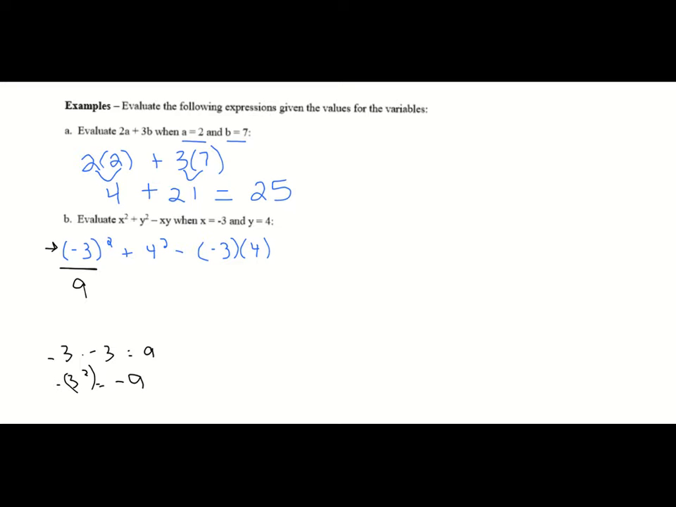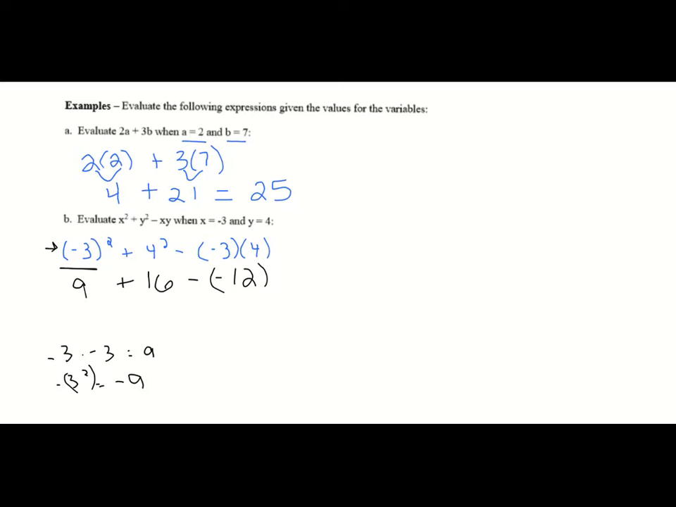And I'm doing exponents first because, even though we have parentheses, they're just around a number. It's not around a problem. So we have 9 plus, and then we get 4 squared is 16 because you do 4 times 4. Minus, and then here, I'll go ahead and do the multiplication because I did the exponents. Negative 3 times 4 will give me a negative 12. Now keep that in parentheses.